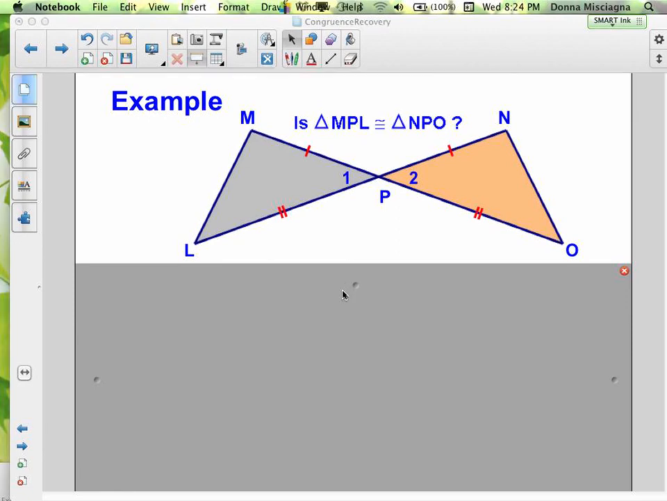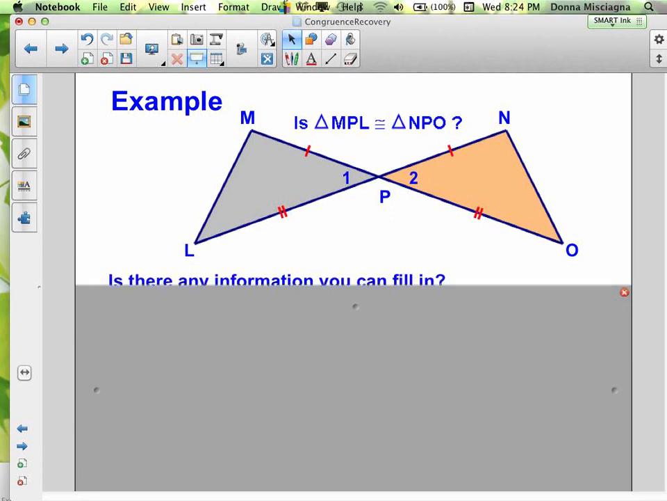I have a screen covering. I'm going to move my screen. So let's take a look. Is there any information that we could fill in? All right, so let's see. What do we know?